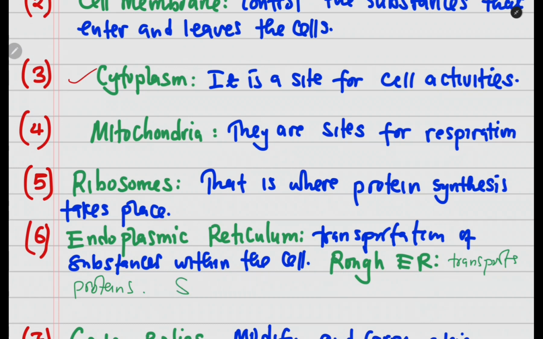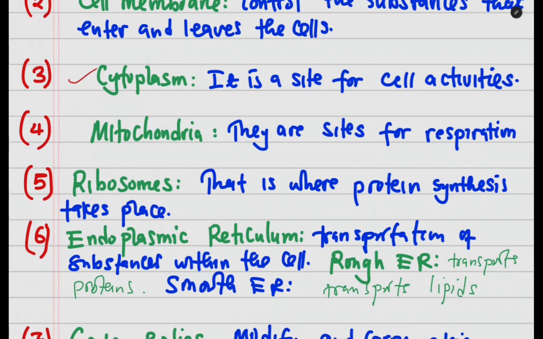Then for the smooth endoplasmic reticulum, it transports lipids. So for the smooth ER, we can say it transports lipids. That is something that you should really know. The rough endoplasmic reticulum transports proteins, and of course the smooth transports lipids. But the general function is transportation of substances within the cells.